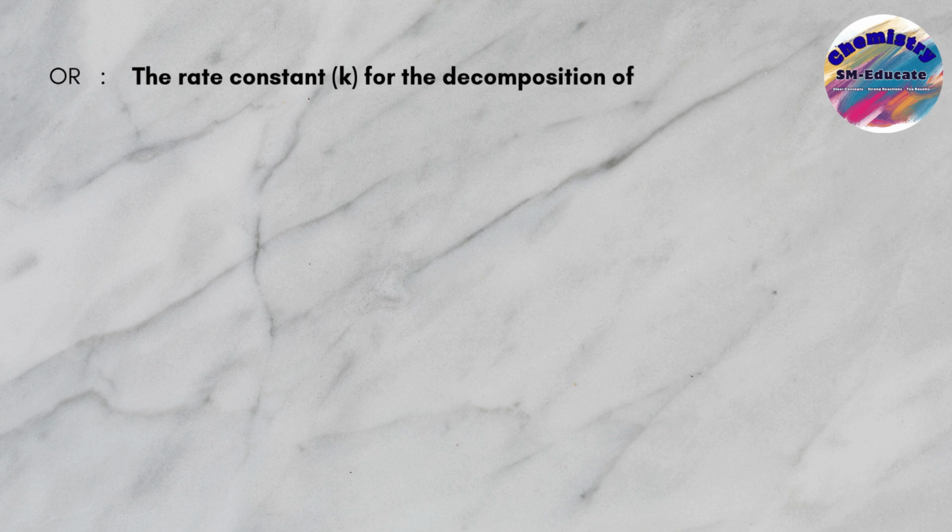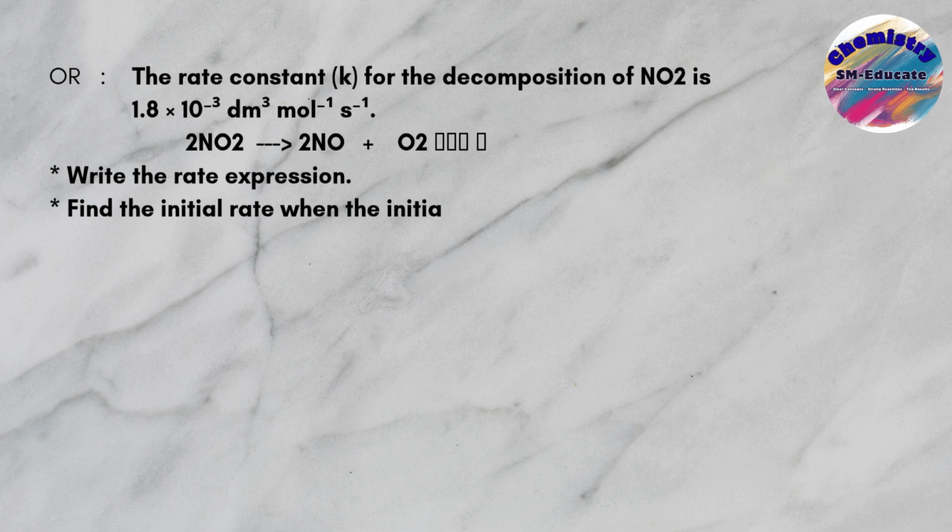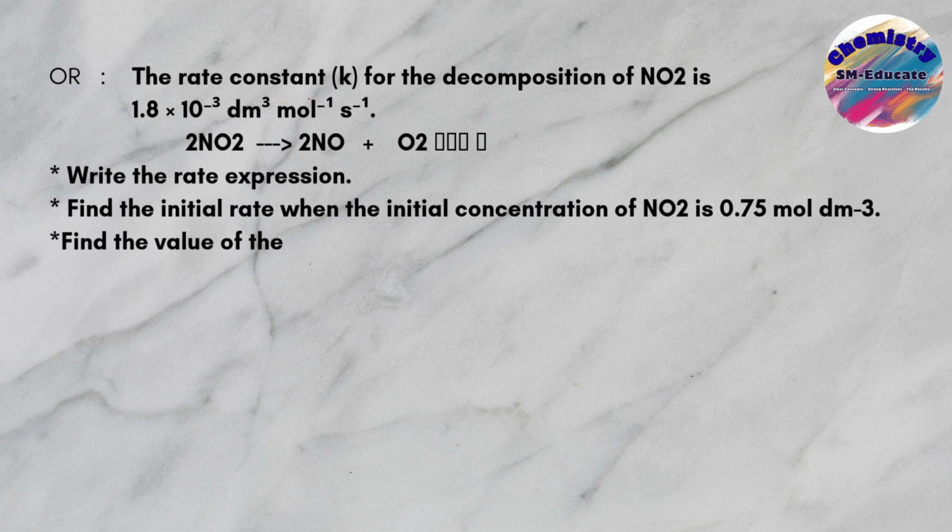The rate constant k for the decomposition of NO2 is 1.8 times 10 to the power of minus 3 cubic decimeters per mole per second. 2NO2 yields 2NO plus O2. Write the rate expression. Find the initial rate when the initial concentration of NO2 is 0.75 moles per cubic decimeter. Find the value of the rate constant when the initial concentration of NO2 is doubled.